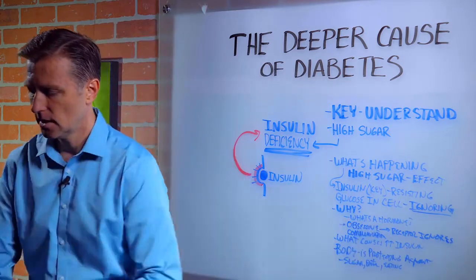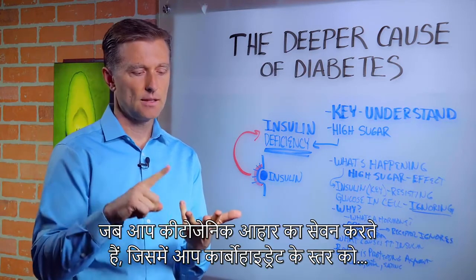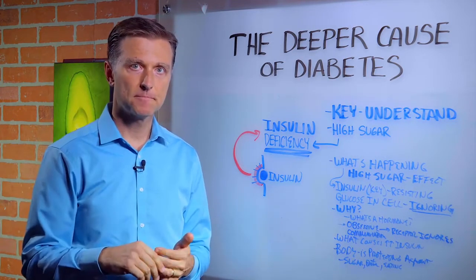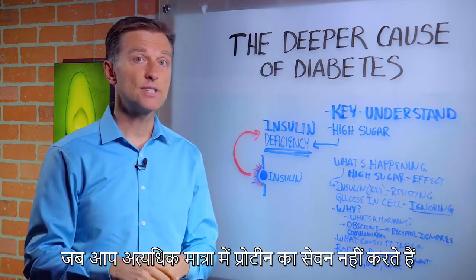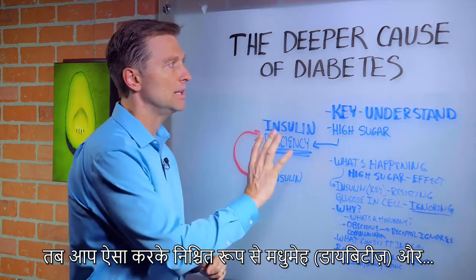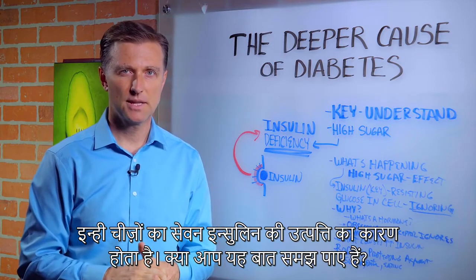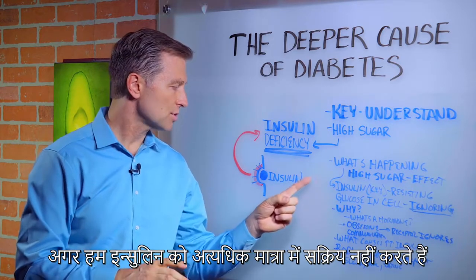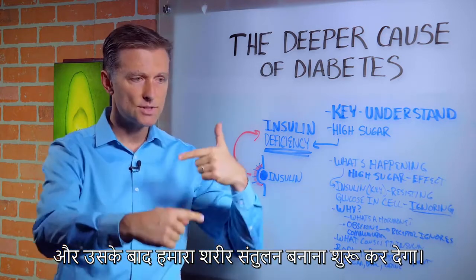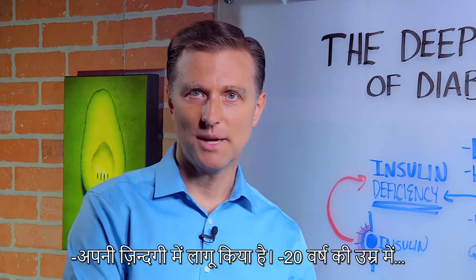So really, this is why when you go on intermittent fasting, a ketogenic diet, you keep your carbs low, like between 20 and 50 grams. When you don't have excessive protein, and you definitely don't combine protein with sugar, you're going to improve diabetes and insulin resistance, okay? That's really what's causing it. Does that make sense? So if we don't trigger insulin as much, it can heal, and this resistance will go away, and the body will start balancing out. So check out this great little demo on an actual person who applied this information.